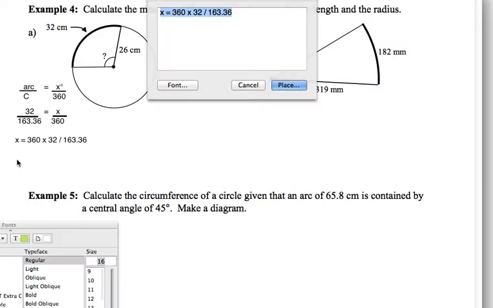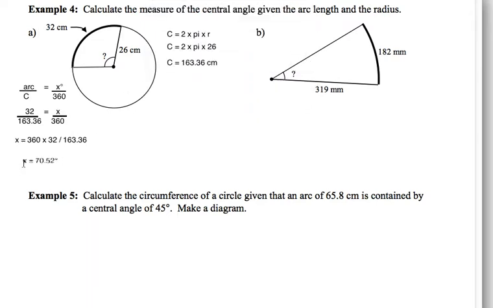So x is 70.52 degrees. Remember, degrees is your unit here. You can't forget that. So your central angle here is 70.52 degrees. All right, let's do another one.